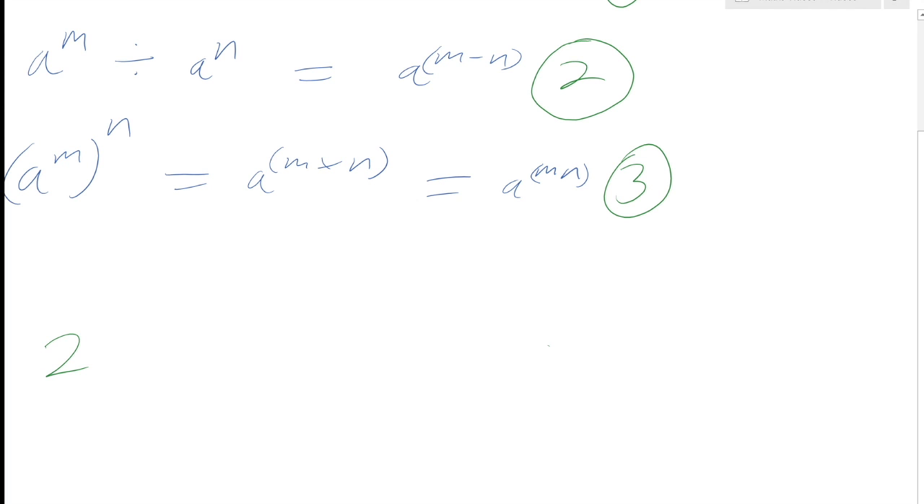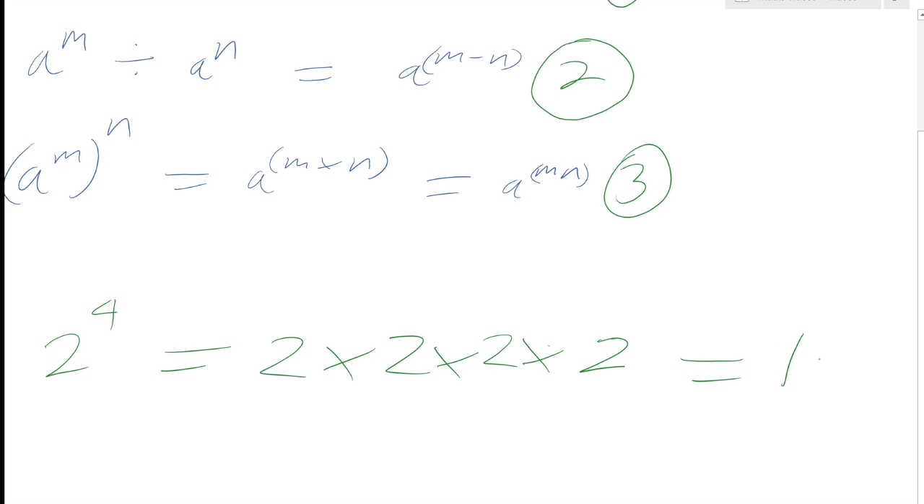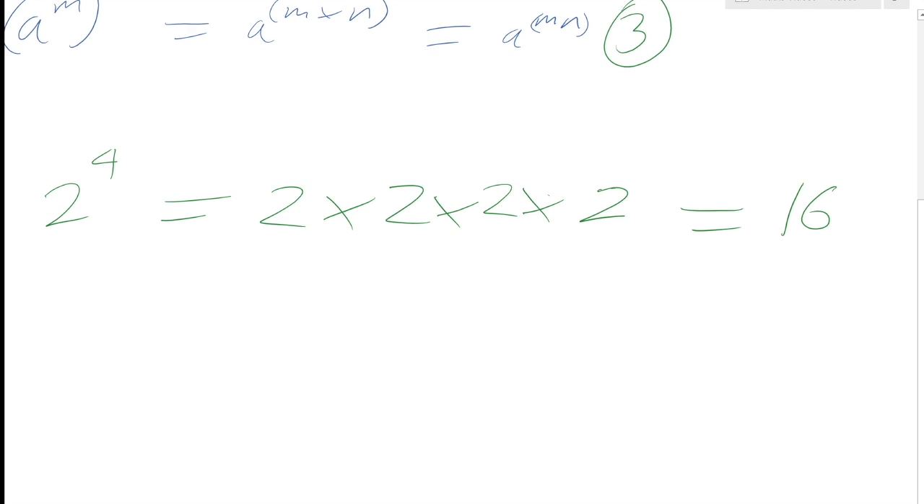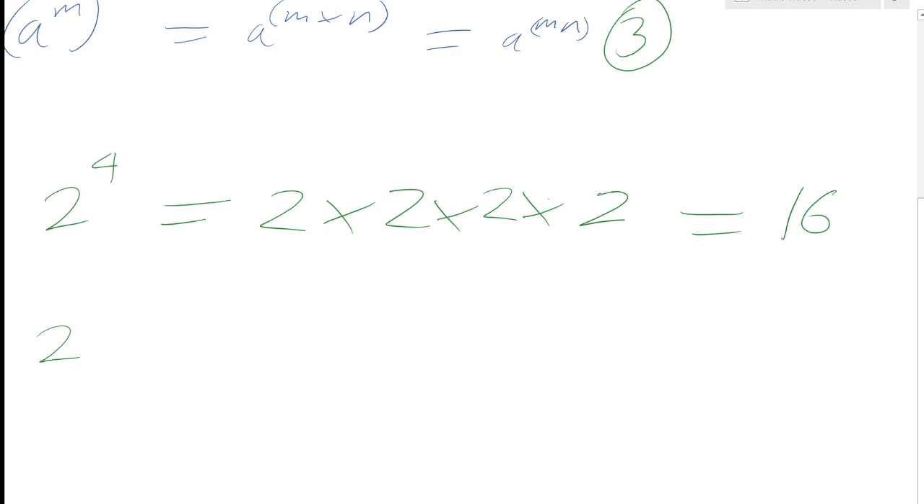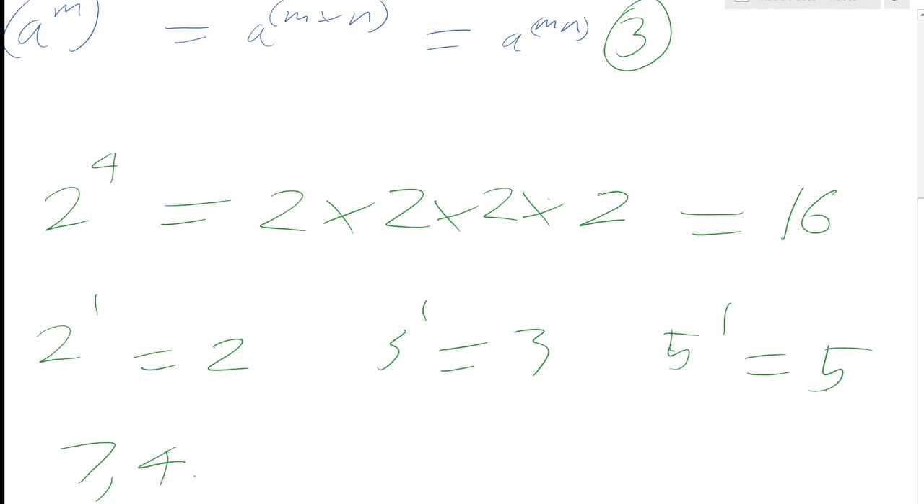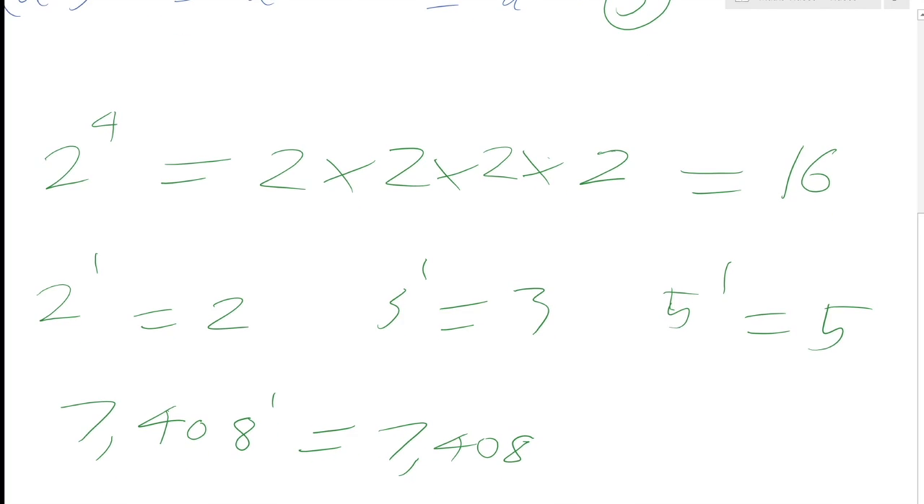We have something like 2 to the 4, we know that that just means 2 times itself 4 times, like so. In this case 2 to the 4 is 16. What this means is that if we have something to the power of 1, like 2 to the 1, that is just a 2 multiplied once with nothing else. So 2 to the 1 equals 2, and that's true for any number. So if we have 3 to the 1, that equals 3. 5 to the 1 equals 5. 7,408 to the 1 is just 7,408. So anything to the power of 1 is just itself.